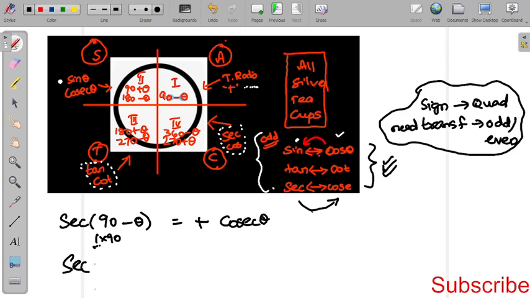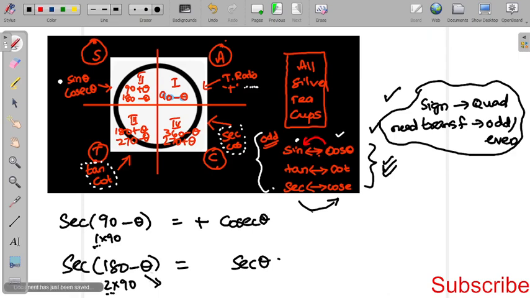Let's see the second one, sec 180 minus theta. So you have to always remember these two steps alone. So here 2 into 90, need a transformation? No, because 2 is even. So just you can write sec theta and move to the quadrant, that is 180 minus theta. There you can see that sine and cosec alone will be positive, but here it is secant. So it is negative. So you have to put here negative.